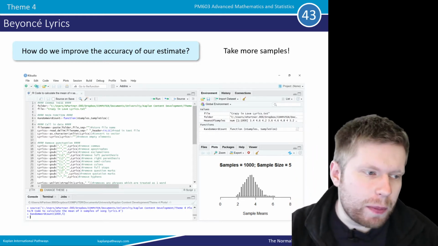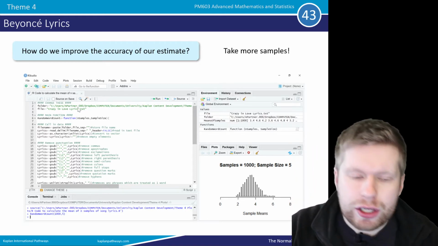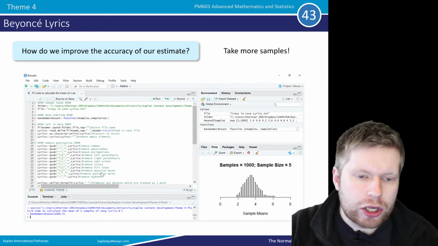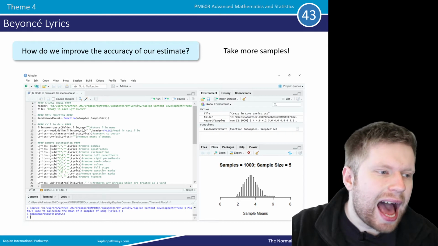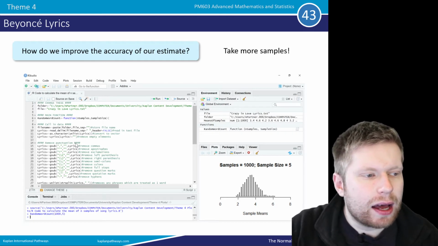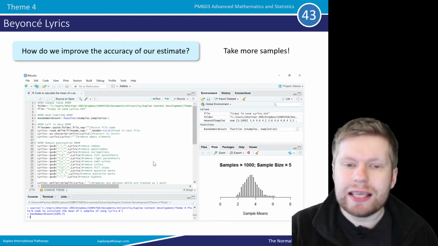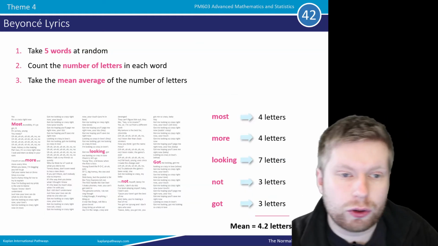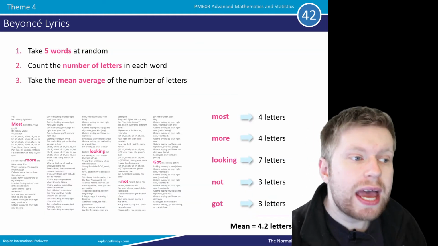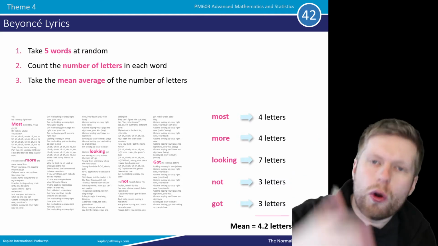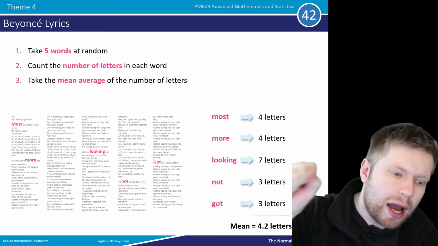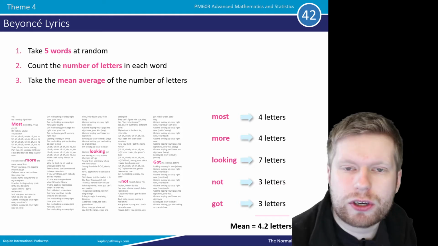I've written a bit of code. I use R, which is a statistical package, which allows me to import all of the words from these lyrics, and then I can write a bit of code that does exactly what I've just done by hand on the previous slides. Just take 5 words, count the number of letters, and then take the average number of letters. It just does that over and over and over again. So every single time I take 5 words, then take the mean average of that sample.